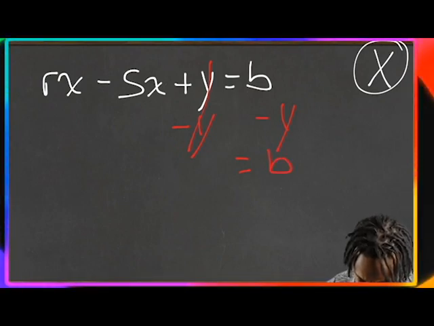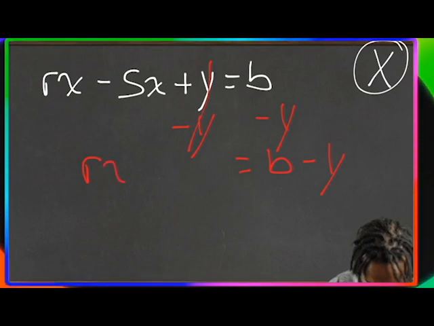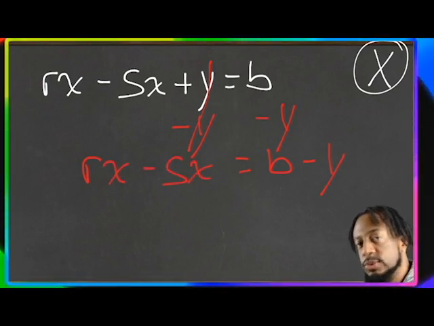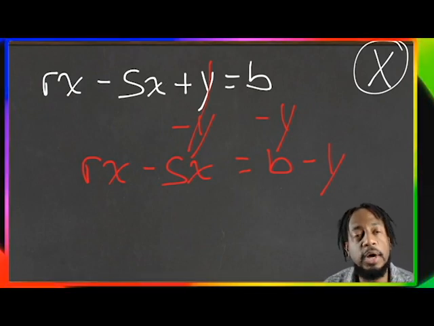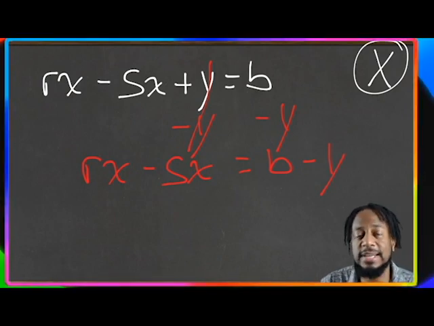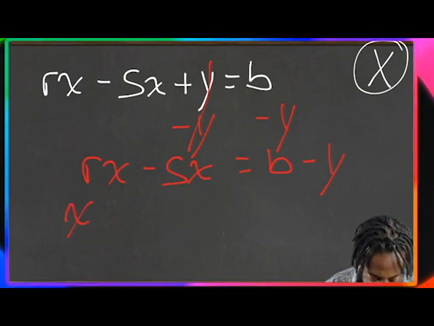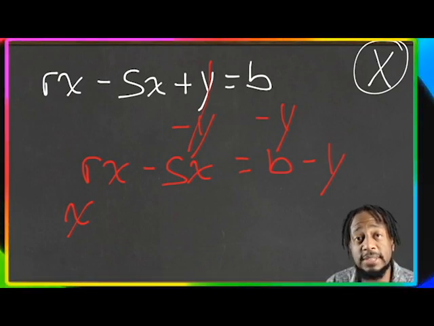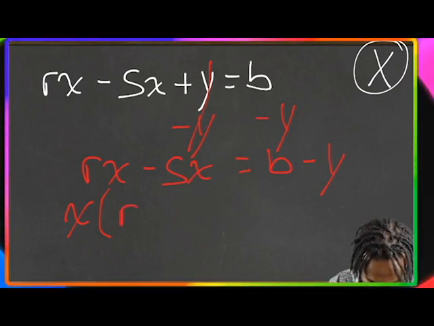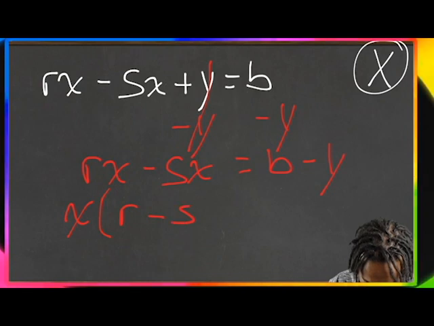And this is going to be B minus Y on this side. Right? And this will give you Rx minus Sx. Now, the trick to this one is you already know how to do distributive property, right? It's just going backwards from distributive property. It's taking it out. So you have two X's. We're going to take the X out. So what is it going to leave you? I take an X out of the Rx. That'll leave me with R. I take an X out of the Sx. That's going to leave me with S.